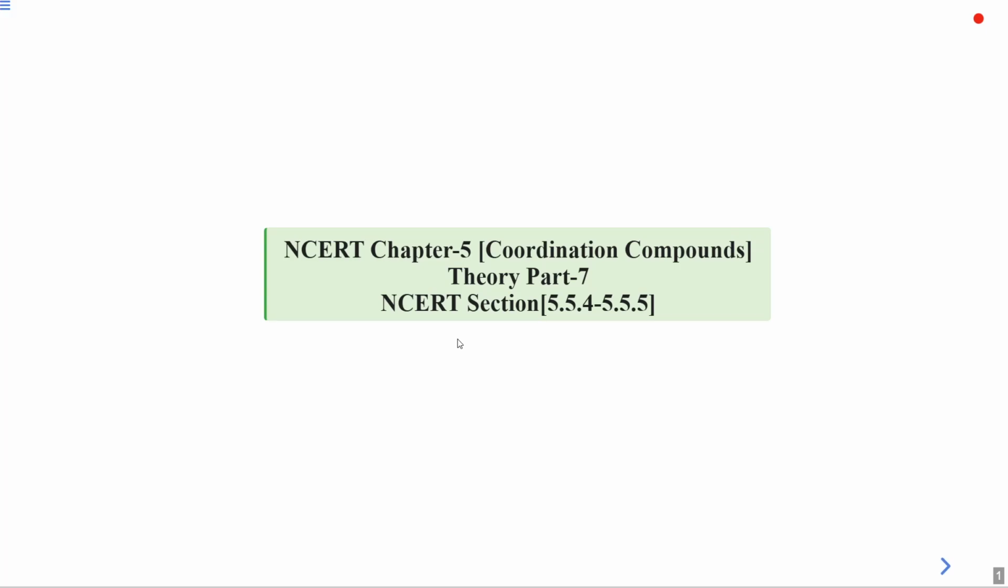So today, as you all know, we are going to cover part 7 of theory of our chapter, coordination compounds. So let's begin today's topic, that is NCERT chapter 5 coordination compounds theory part 7, and today we are going to see NCERT section 5.5.4 to 5.5.5.